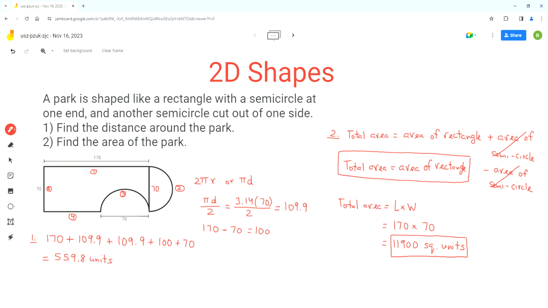So these are the steps you have to keep in mind to solve a problem like this one. Since it's a composite shape, we should be able to identify which parts of the shape make up the distance around the park. It's better to label them so that we don't miss out on any of the parts when we are calculating the distance around the park. And for the total area, we again should break up the shape into simpler shapes and then combine the areas of the simpler shapes to get the area of the composite shape.